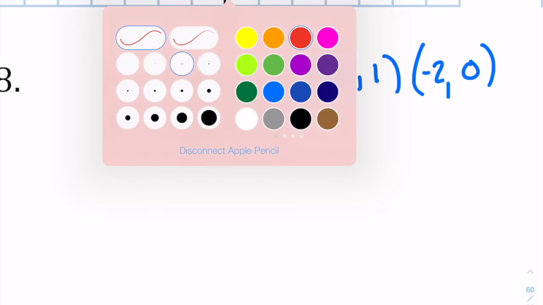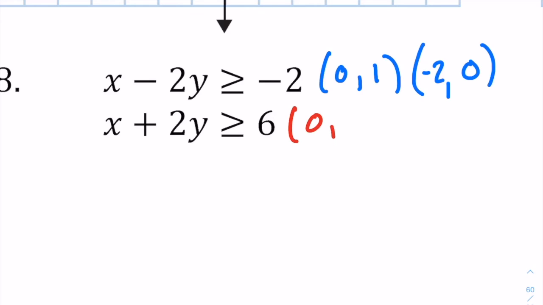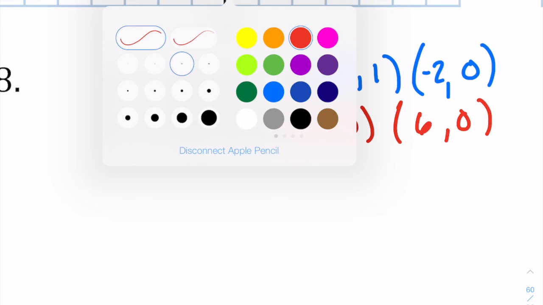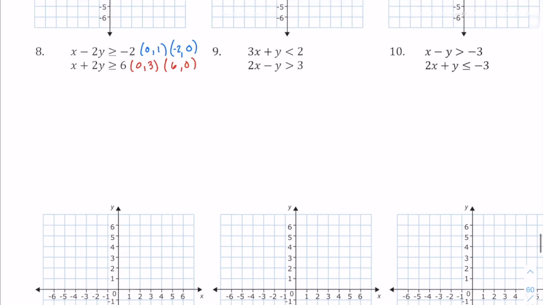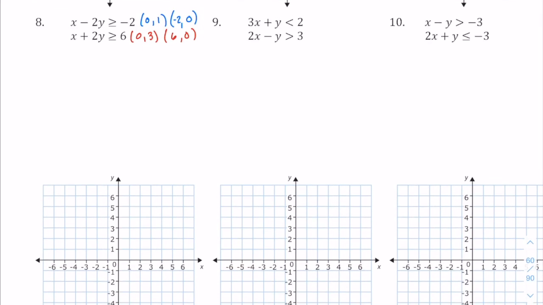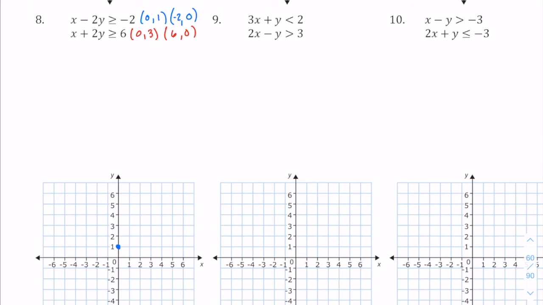All right, keep our color coordination here. If x is 0 here, y would be 3. And if y is 0, x would be 6. Okay, let's go ahead and graph those. So 0, 1 is simply up 1, and -2, 0 is over here. This is a greater than or equal to, so we have a solid line here.